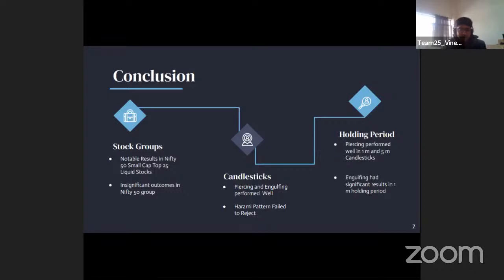Among the liquid stocks, of the three candlestick patterns, Harami failed to produce any significant results in any holding period, but the piercing and the engulfing candlestick patterns showed significant outcomes in 1 minute and 5 minute holding periods, but again failed to reject the null hypothesis in 10-minute holding periods. So overall, the piercing candlestick pattern is recommended to use in the small cap liquid stocks with 1 minute or 5 minute holding periods.